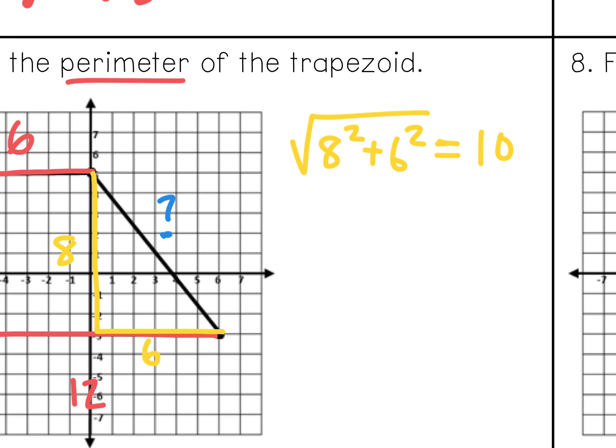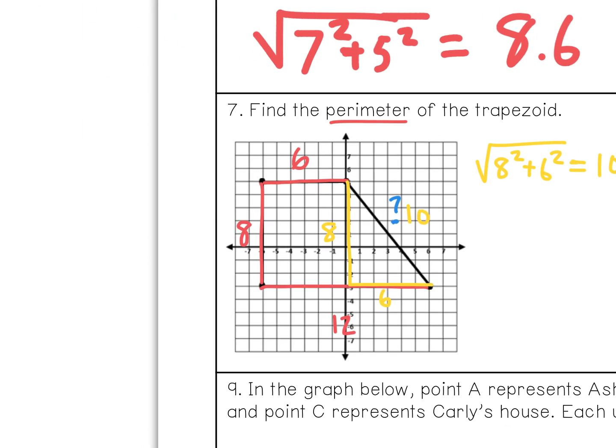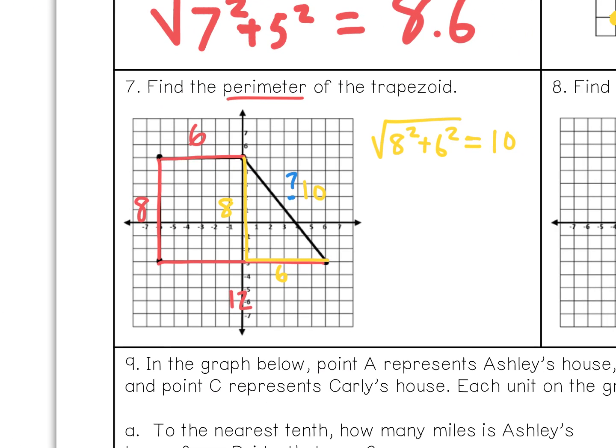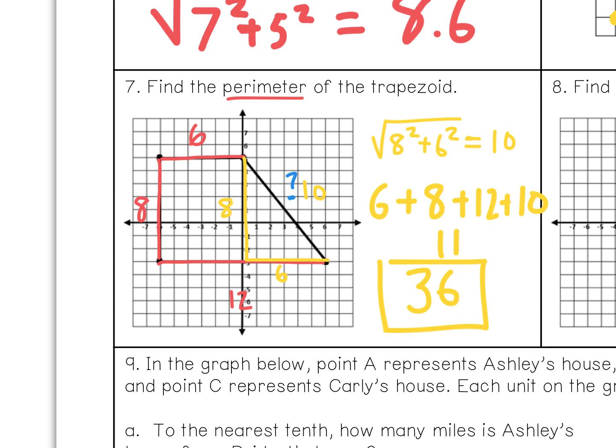Okay? So that means this missing piece is 10. So how do I find the perimeter of the missing pieces then? We said we add up all the sides, right? Yes. So 6 plus 8 plus 12 plus 10 plus 10. And that value is 36. Okay? That value is 36.